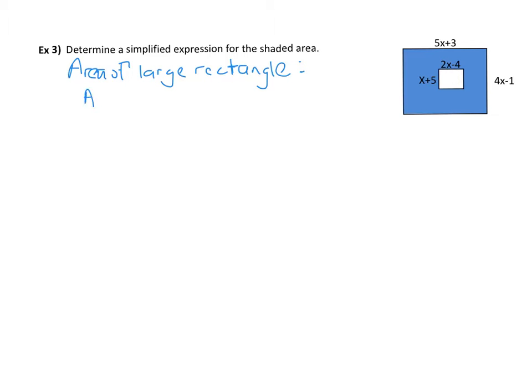We'll do that as one piece. I'm going to break it into pieces here. We know area is length times width. The length could be considered to be the 5x plus 3, and the width could be the 4x minus 1. That's coming from here to here, there's my length, and here to here is the width. Now we're ready to multiply those binomials.